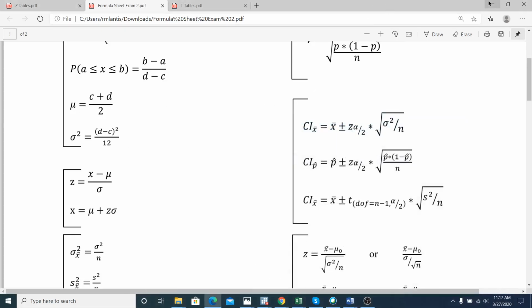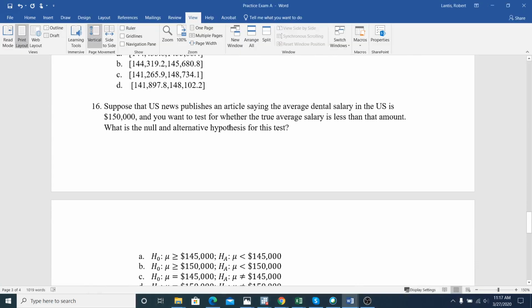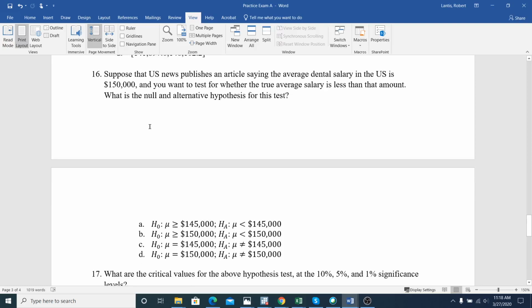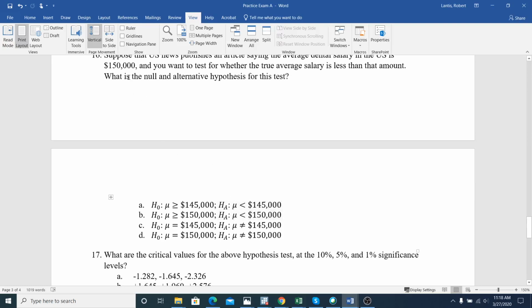All right, so the next question is, suppose that some article is published saying that the average salary is $150,000. You want to test for whether or not the true average salary is less than that amount. So you want to test for whether or not it's less than $150,000. That's your alternative hypothesis. So we go down here. I want to know, is it less than $150,000?